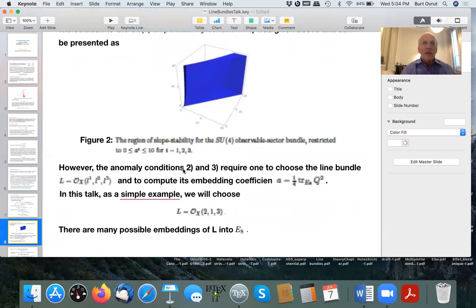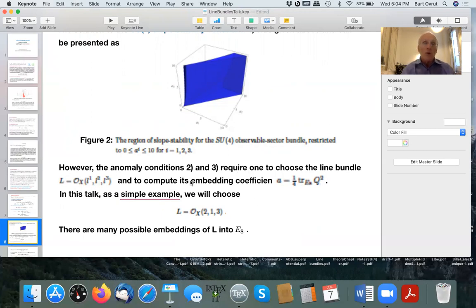Okay, but we have the anomaly conditions 2, and we also have 3 that we have to satisfy. So we have to choose a line bundle in order to do that. L, of course, is going to be O of L1, L2, and L3, which satisfied the condition that it be Z3 cross Z3 equivariant. And then there was a coefficient, which actually has a T at the end of it, which is given by this particular expression.